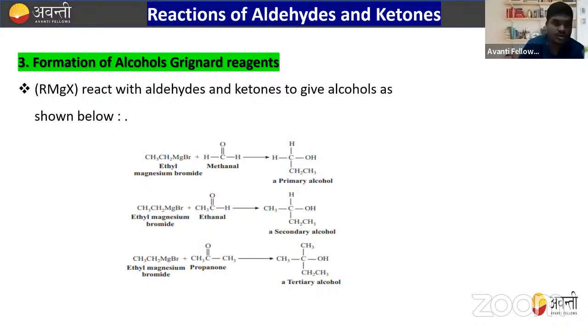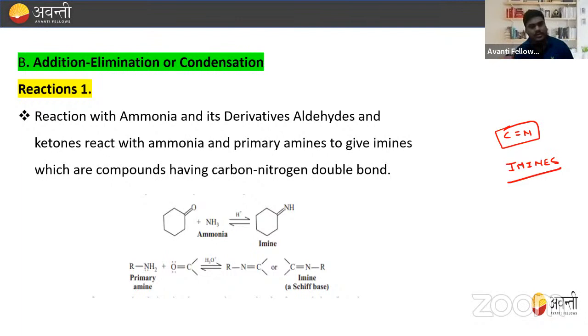Now, formation of alcohol from Grignard reagent. We already know that whenever the Grignard reagent is treated with formaldehyde, we get a primary alcohol. Similarly, when the Grignard reagent is treated with an aldehyde, we get a secondary alcohol. And when you treat the Grignard reagent with a ketone, we get a tertiary alcohol. So this is the sequence in which you get different types of alcohol when you treat a carbonyl compound with the Grignard reagent. Right?